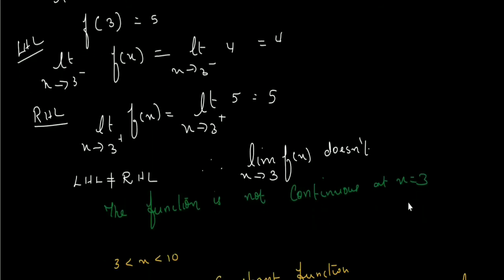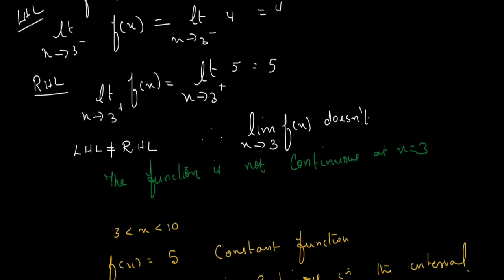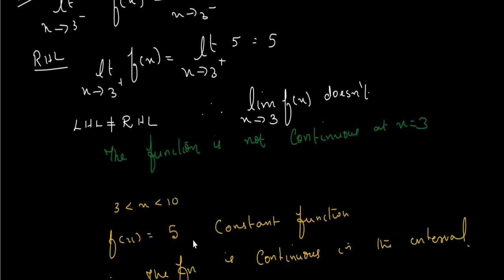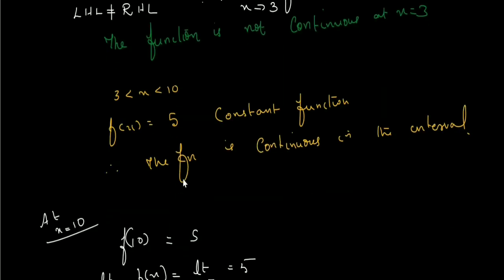The limit should exist and the limit value should be equal to the value of the function. Only then we say the function is continuous. So therefore, it is not continuous at 3. What about 3 to 10? The value is 5. It's a constant function. From 3 to 10 it is continuous because it's a constant. It's a straight line.